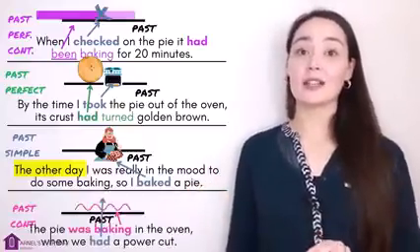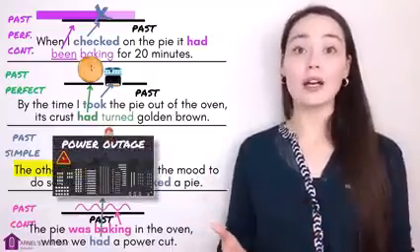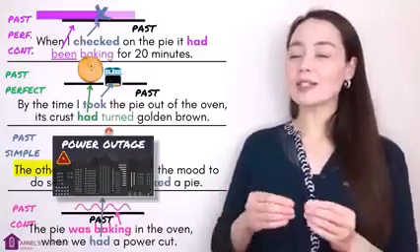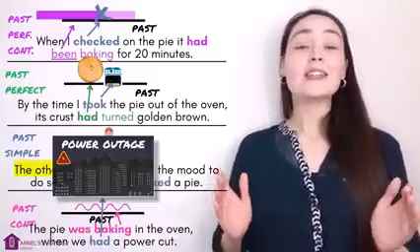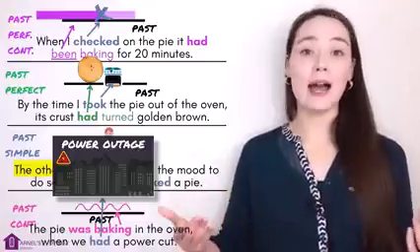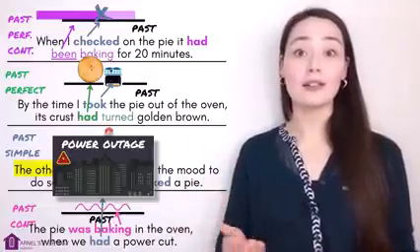Past continuous. The pie was baking in the oven when we had a power cut. Am I emphasizing the duration like the past perfect continuous? No. The past continuous is giving me the background action that was interrupted by another action.